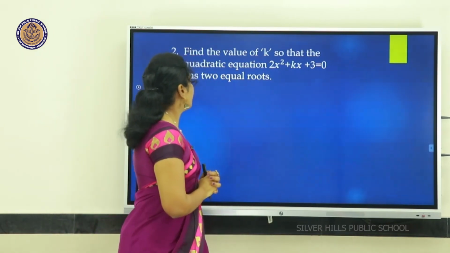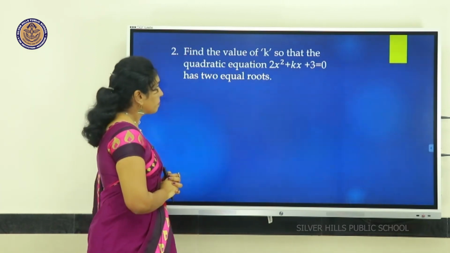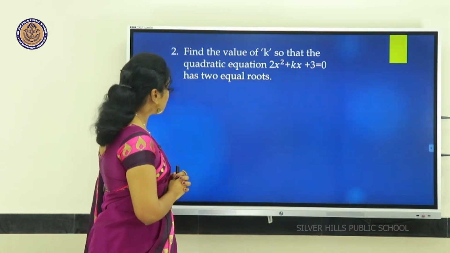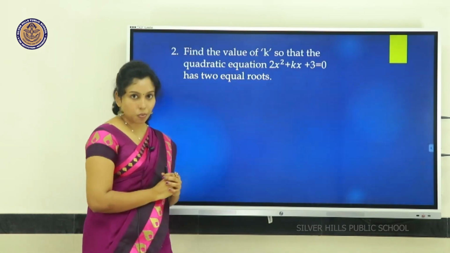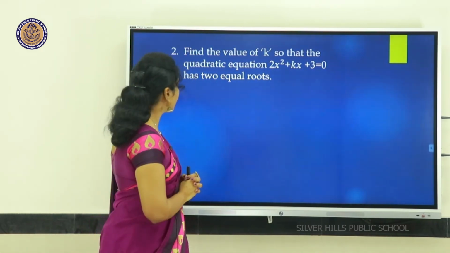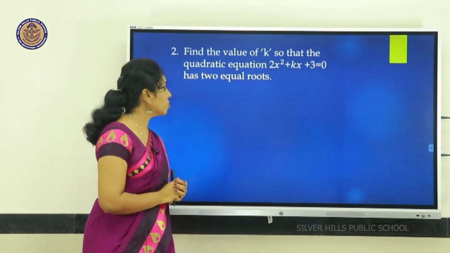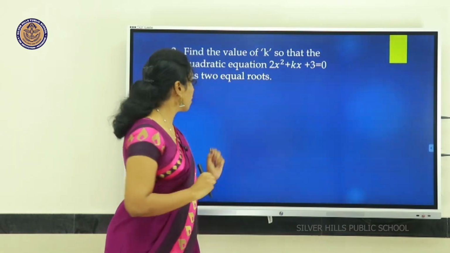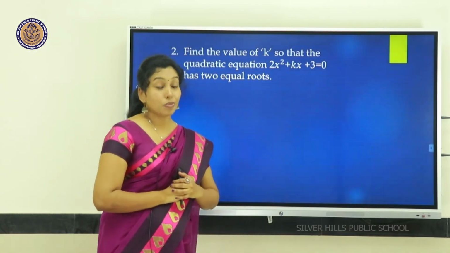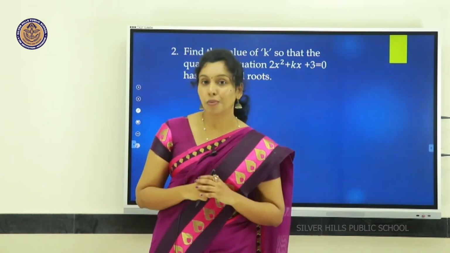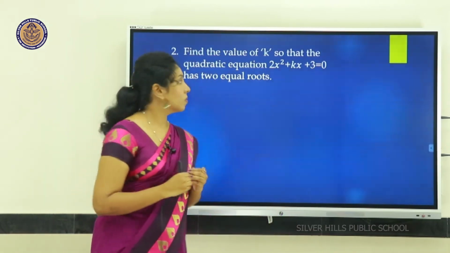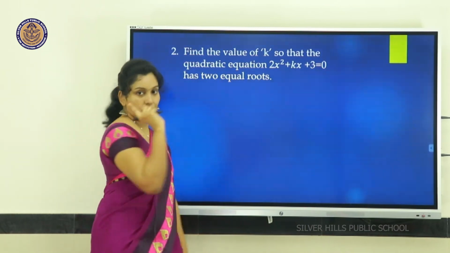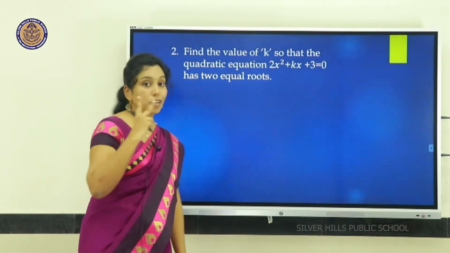So what is the next one? Find the value of k so that the quadratic equation 2x square plus kx plus 3 equal to 0 has two equal roots. So we are going to find the unknown quantity. And what's the unknown quantity here? It is k. And it said this equation has two equal roots.